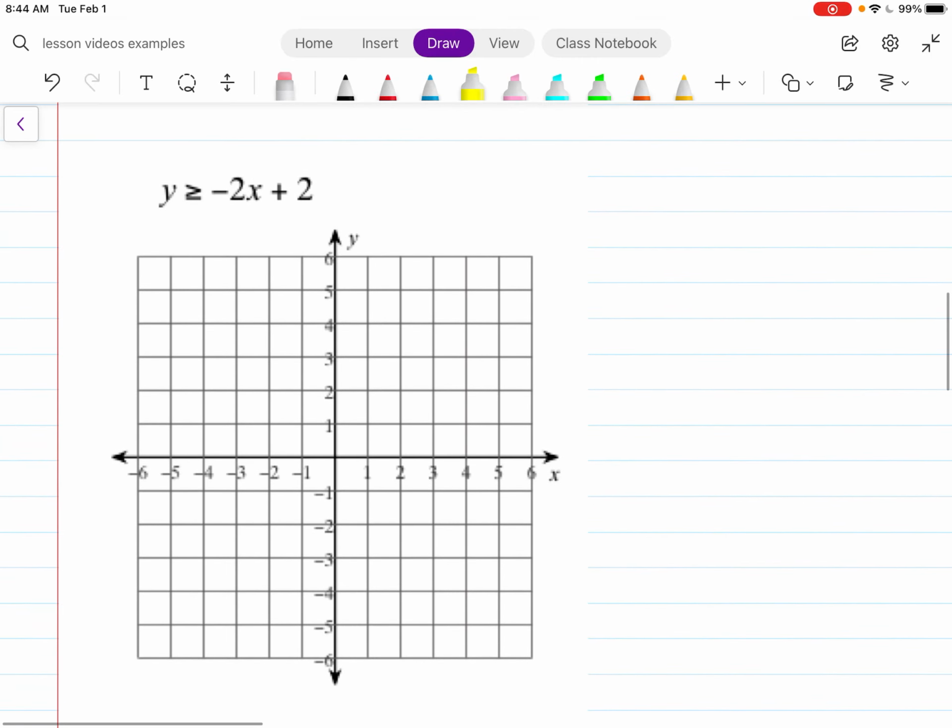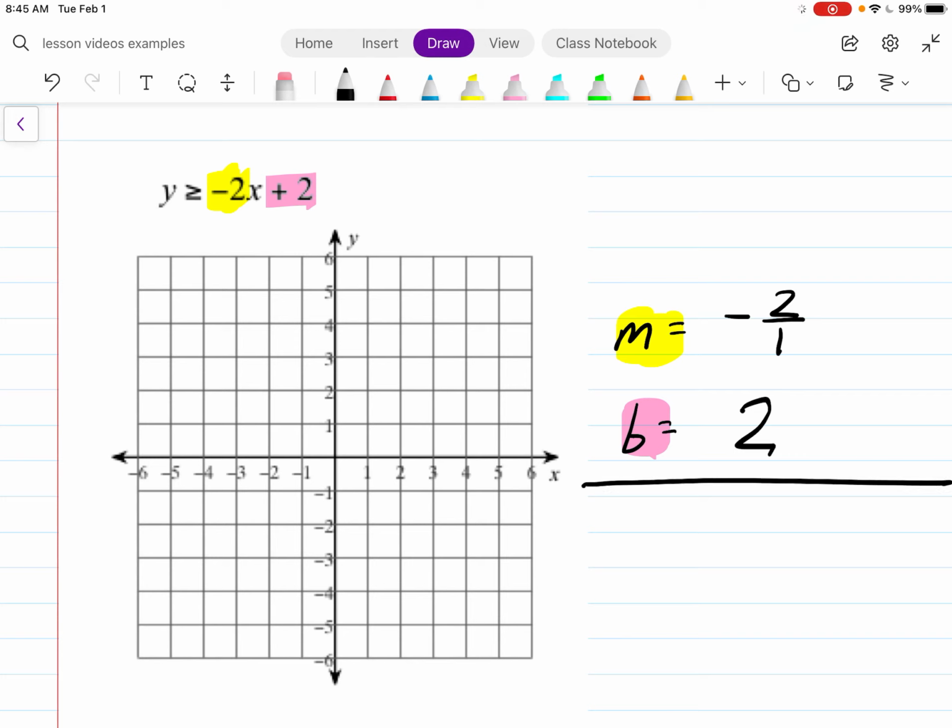Our next example is y is greater than or equal to negative 3 over 2x plus 2. So again, we're trying to identify our slope. We're trying to identify our y-intercept. And we see that our slope, which is always in front of x, is negative 2. But we want to make our slope a fraction, so we'd make it negative 2 over 1. The way you make a whole number a fraction is you just place it over the number 1. Our y-intercept always follows x. In this case, it's positive 2.